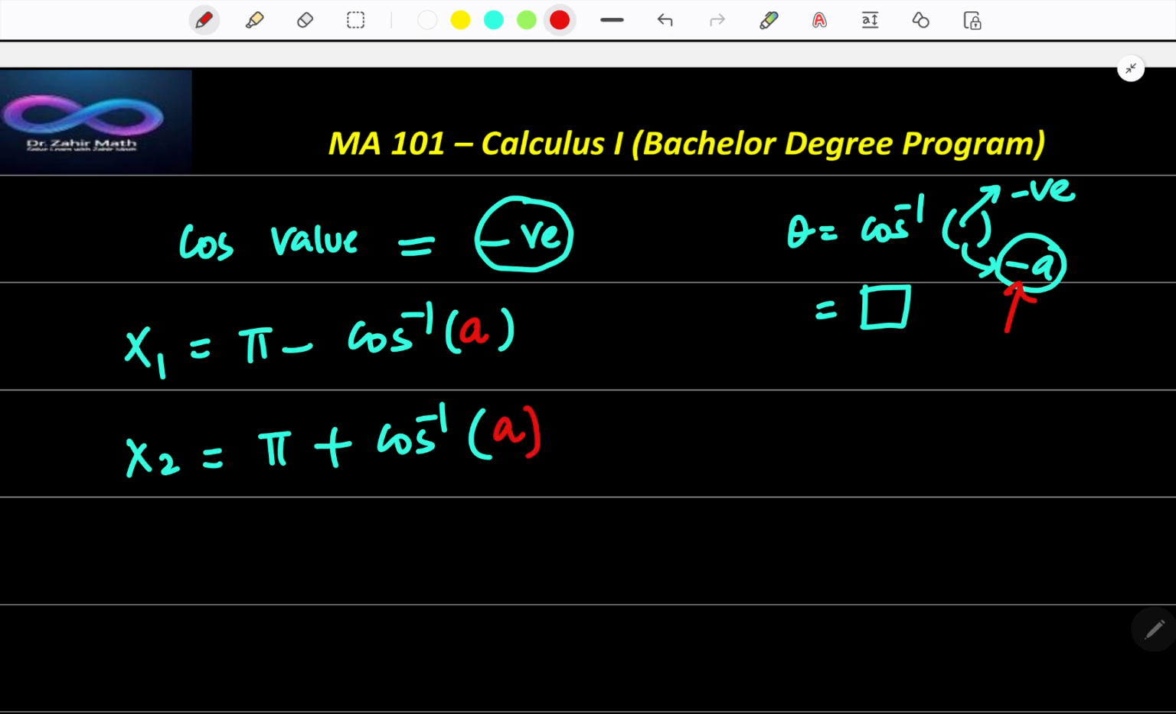Might be in the class, if the teacher puts a negative value, then the second answer x2 will be 2 pi minus your first answer. Keep in your mind. Even if the teacher puts a negative value, both are the same answers. Okay. So keep these things as a formula.